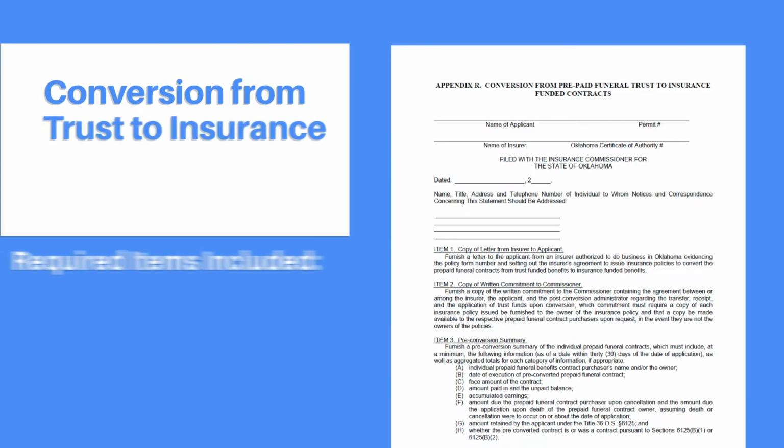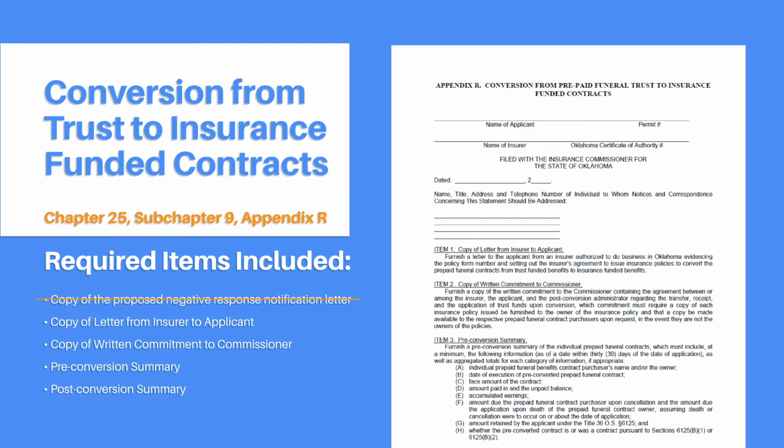Another rule change related to an application has to do with the conversion of trust to insurance-funded contracts. A conversion application process has not required a copy of the proposed negative response notification letter to the prepaid funeral contract purchaser since 2009. Unfortunately, it's just now being taken out of the rules. If you've been obeying the Oklahoma statutes where the requirements are outlined, you probably didn't notice that this administrative rule was outdated. Copies of other important documents still need to be provided in an application for conversion.